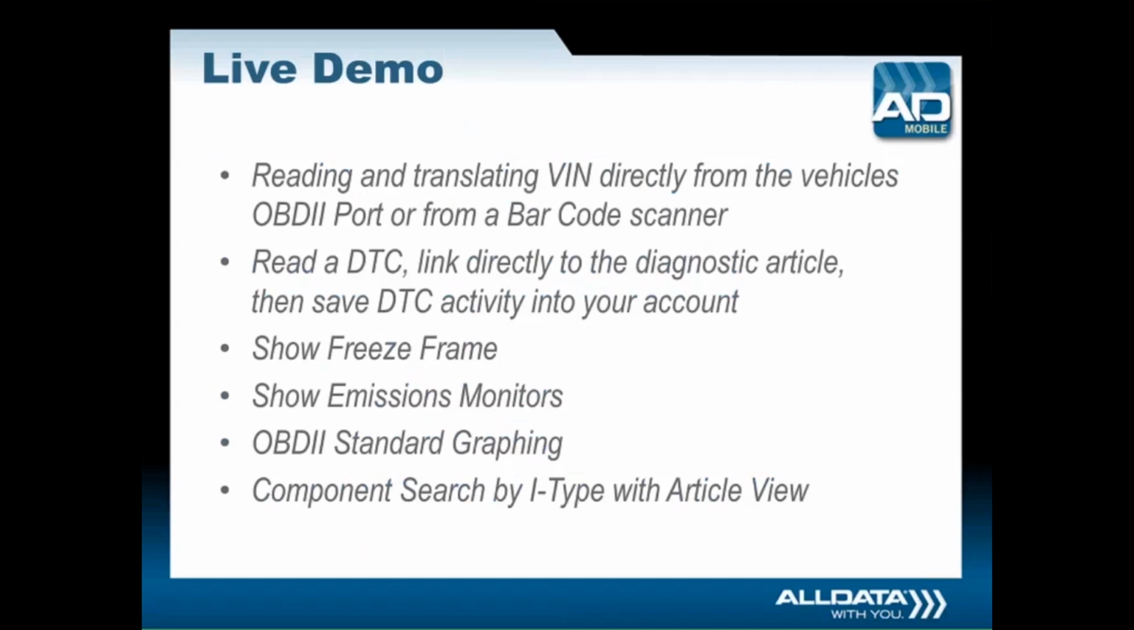But for the demo, we're going to be going through reading and translating the VIN. I'm going to show you how that goes. And also, for this specific demo, I'm going to be connecting to the ECU that does not support a VIN and show you how the barcode scanner works. Show you how we're reading the DTCs and how seamless it is between DTC and linking directly to that specific article. Show you a sample of the freeze frame information with that specific DTC, our emissions monitors or emissions readiness screen, show you some of the standard graphing that is available from this MOXIE ECU.